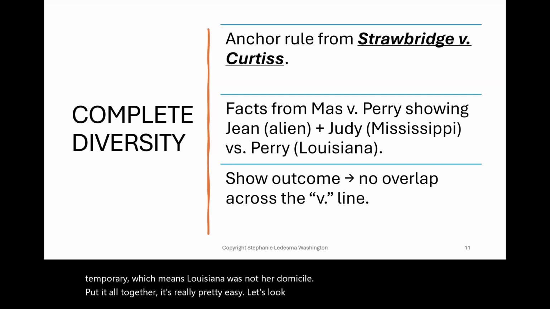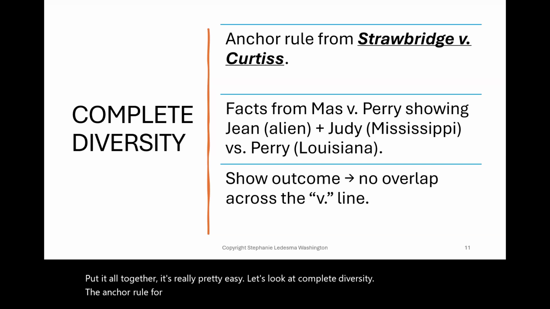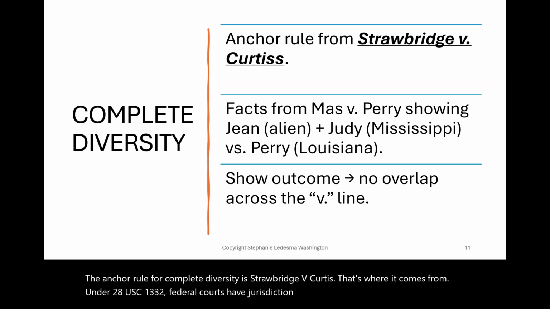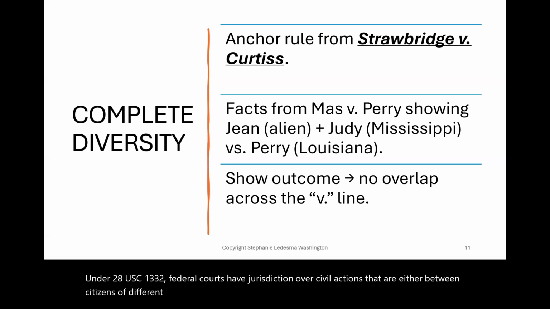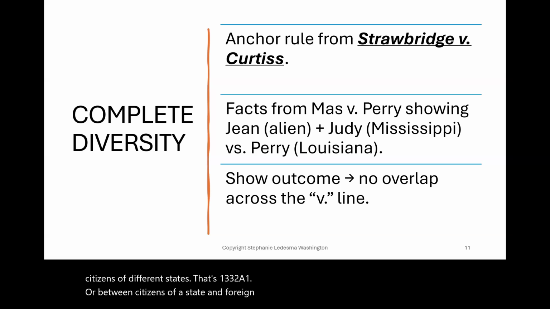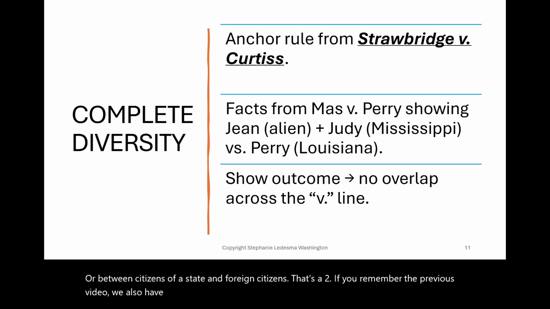Let's look at complete diversity. The anchor rule for complete diversity is Strawbridge v. Curtis. That's where it comes from. Under 28 U.S.C. 1332, federal courts have jurisdiction over civil actions that are either between citizens of different states, that's 1332(a)(1), or between citizens of a state and foreign citizens, that's (a)(2). If you remember the previous video, we also have a 1332(a)(3) and a 1332(a)(4).